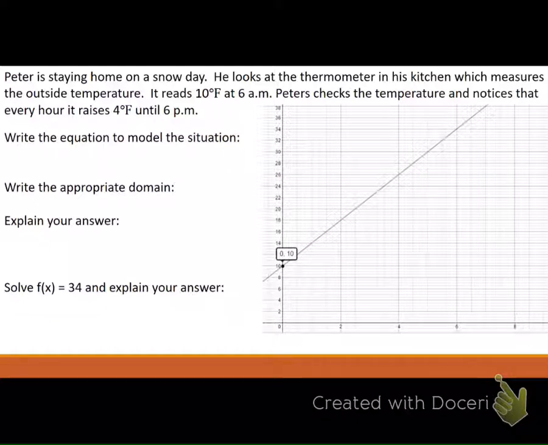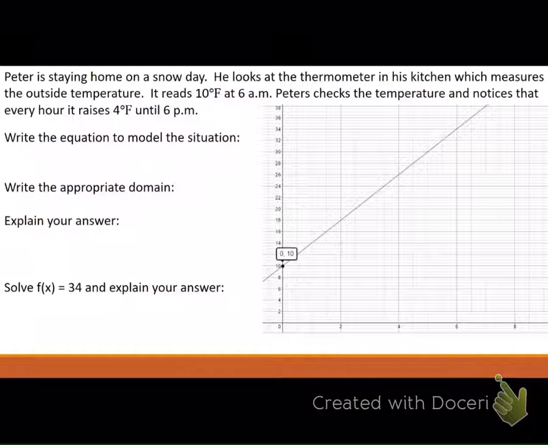All right, Peter is staying home on a snow day. He looks at the thermometer in his kitchen, which measures the outside temperature. It reads 10 degrees Fahrenheit at 6 a.m. Peter checks the temperature and notices that every hour it raises 4 degrees Fahrenheit until 6 p.m.